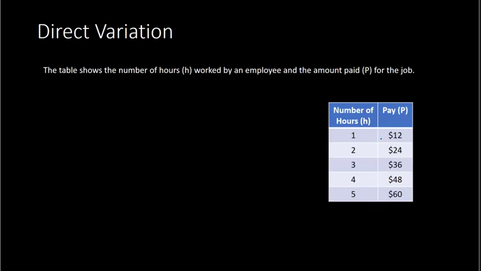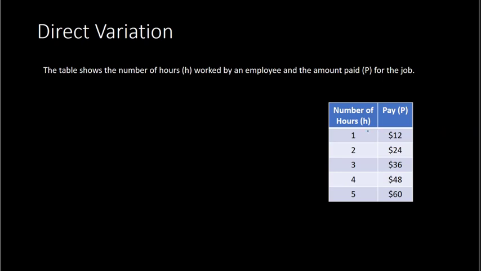Now here, this is a table showing the number of hours that you work and the amount of pay that you earn. So for example, you work 1 hour and you get paid $12. You work for 2 hours and you get paid $24. You work for 3 hours, you get paid $36. 4 hours is 48, 5 hours is 60. So here, H, this first column, is the number of hours, and P, the second column, is the amount that the person is paid. Now we can represent this table with an equation.